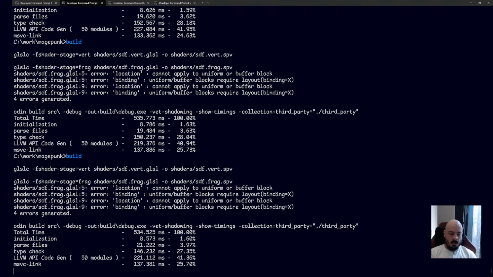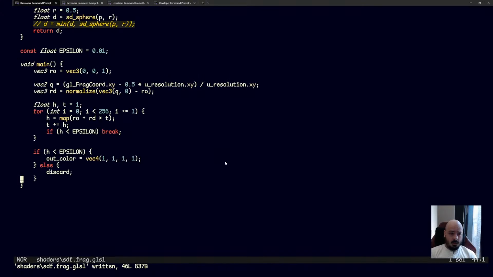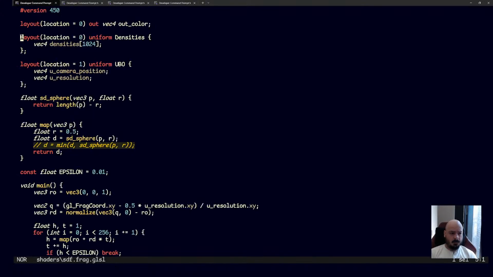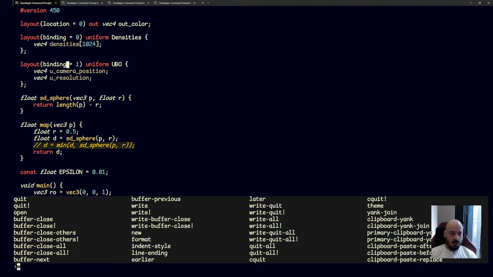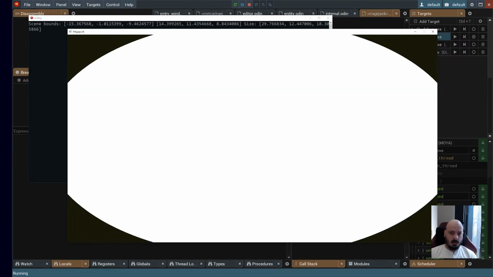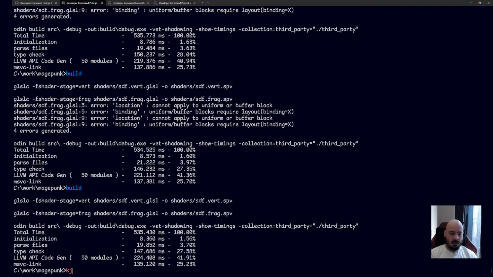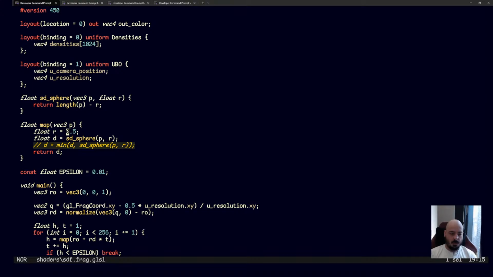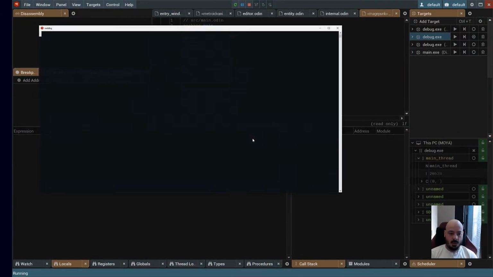Cool. No, we had a problem here. The fragment shader. Okay. Cannot apply location. Oh, I did it again. It's the binding. Alright, we got something on the screen. Big, oval looking shape. So that's going to be 0.5 of the screen is my guess.